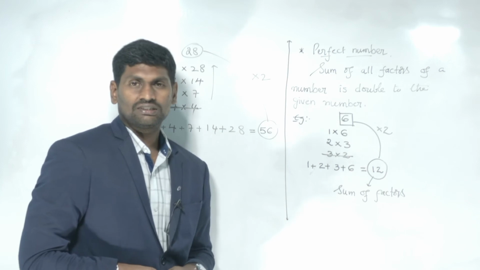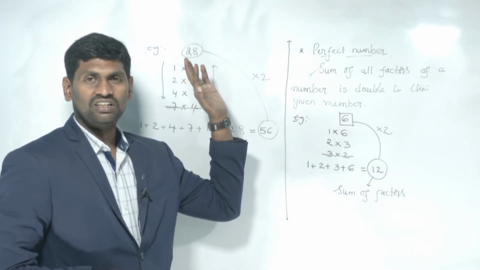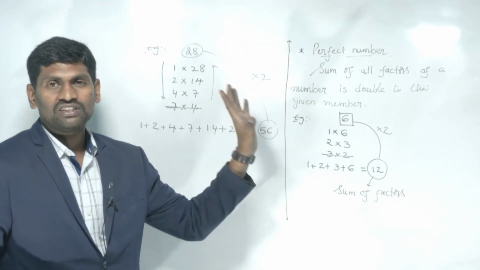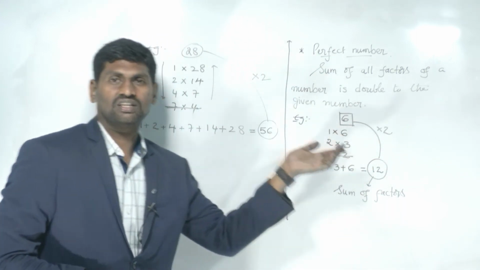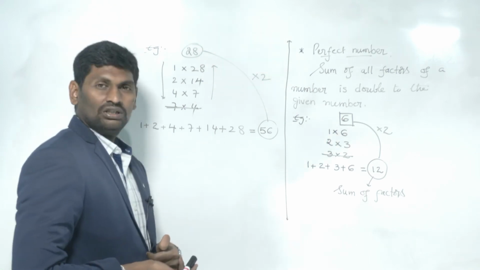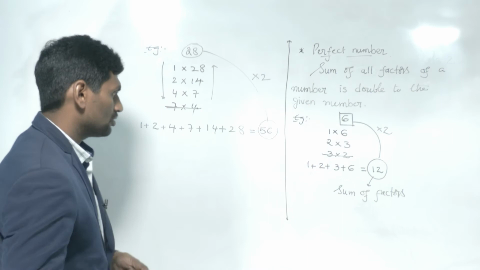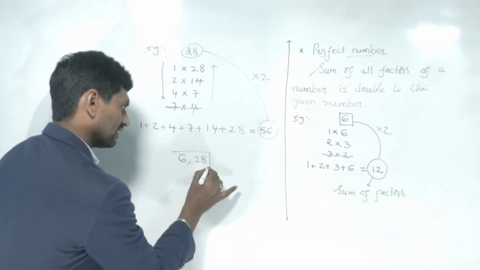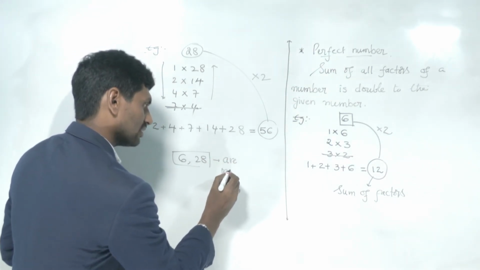Take any number between 6 and 28, and check whether any other perfect numbers come between 6 and 28. I hope only the first perfect number is 6 and the second perfect number is 28. Check if any number is coming or not. So until then, 6 and 28 are perfect numbers.